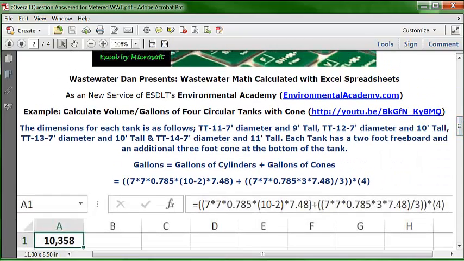This is where we actually calculate the volume in gallons of 4 circular tanks with cone. And this is the YouTube video. You can go to my YouTube channel, Wastewater Dan YouTube, and you can just click on the video that's titled "Calculate Volume in Gallons of Circular Tank." This is where we calculated it. We went through it, and this is where we get 10,358 gallons is the total gallons in those 4 tanks.